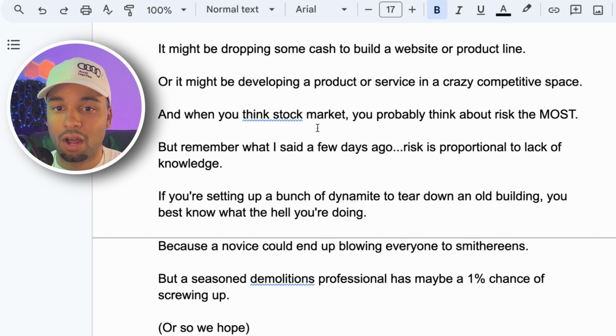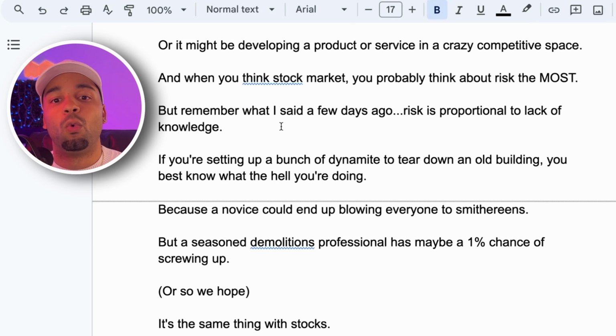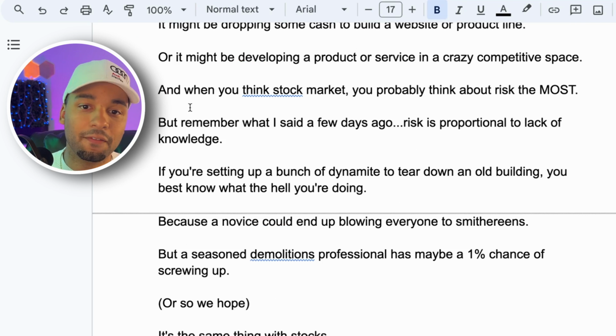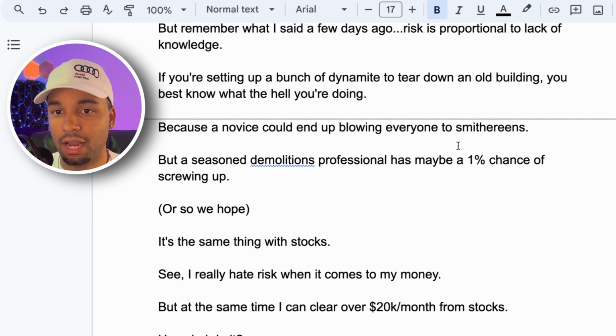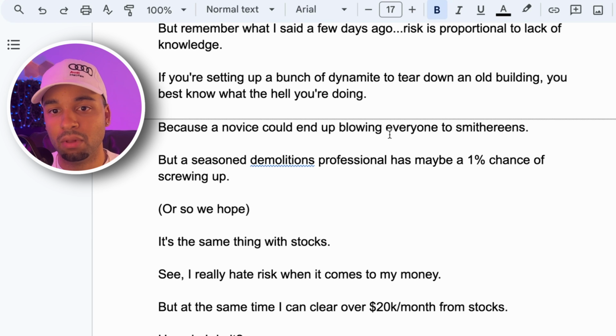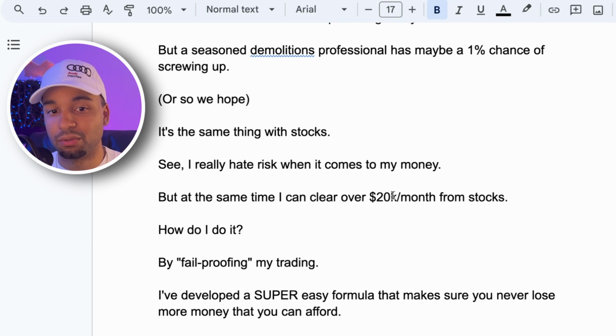And when you think stock market, you think about risk the most. But remember what I said a few days ago. Risk is proportional to lack of knowledge. If you're setting up a bunch of dynamite to tear down an old building, you best know what the hell you're doing, because a novice could end up blowing everyone to smithereens. Okay, so here's the lesson.